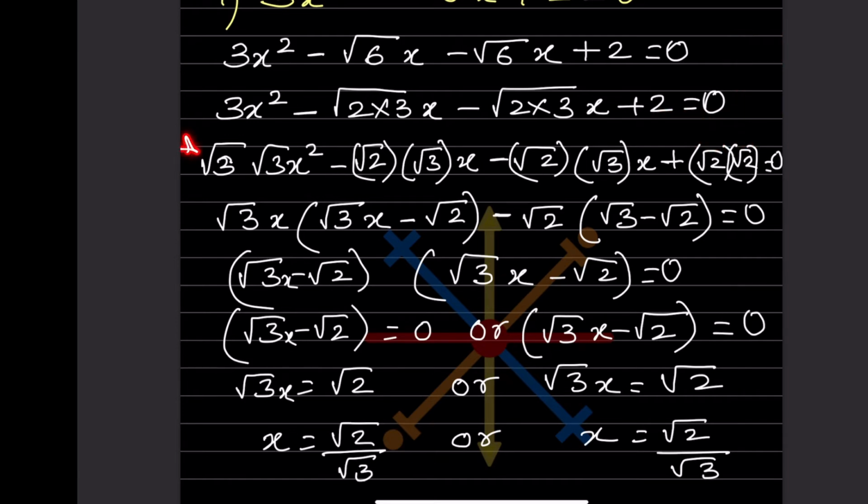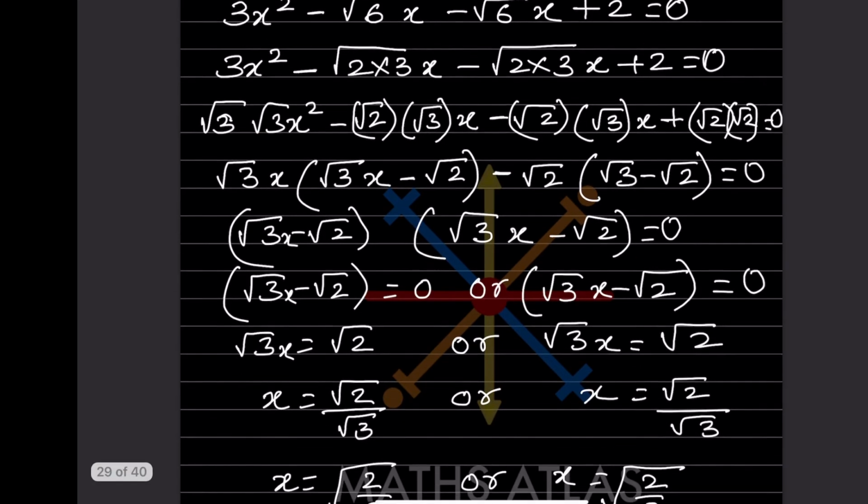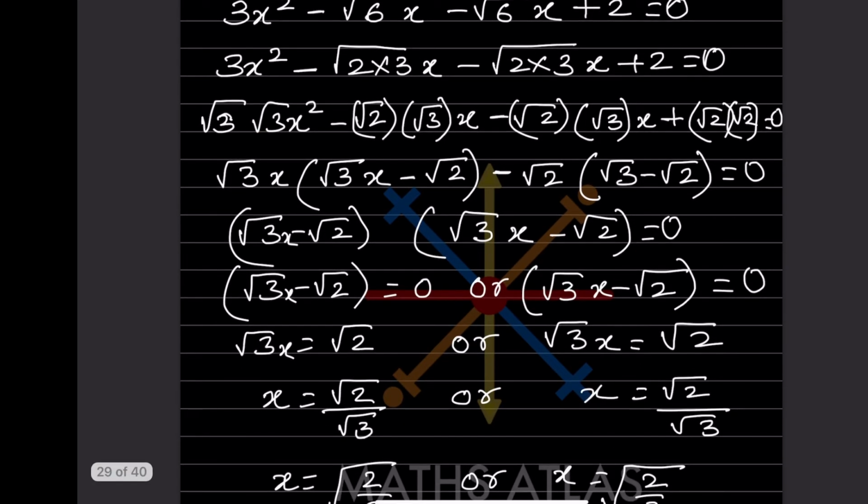So this is an important step, you can go back again to see how it is done. And now if this is clear, the other things now see here. What we can see here, that we'll take this first part and this is the second part. So for the first part, root 3 and x will be common, and what remains in the bracket is root 3x minus root 2.